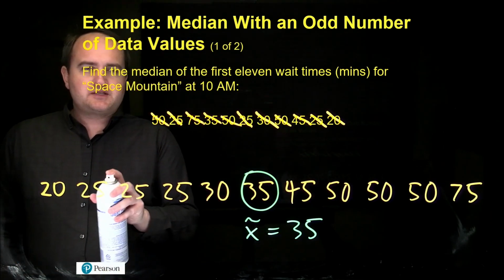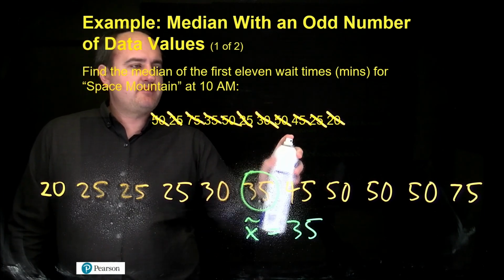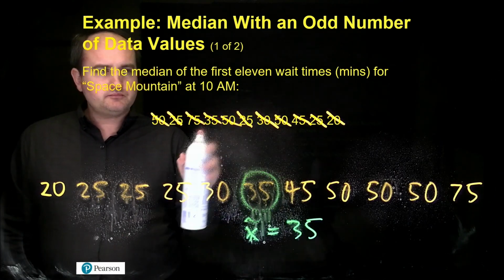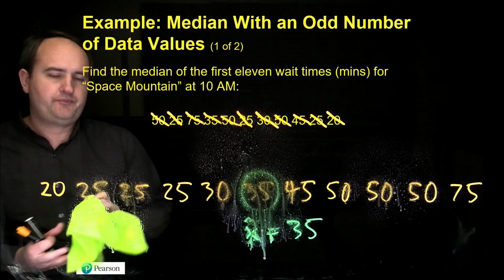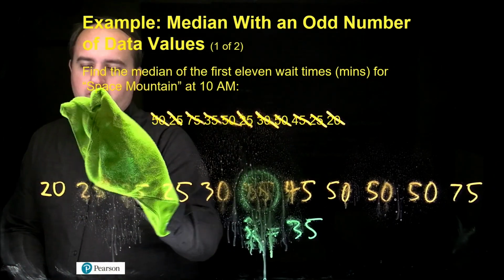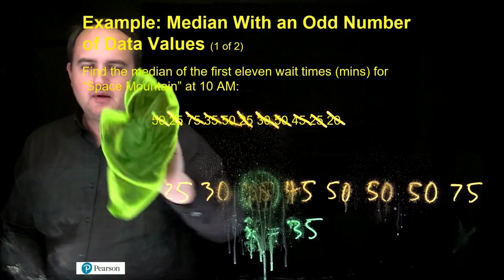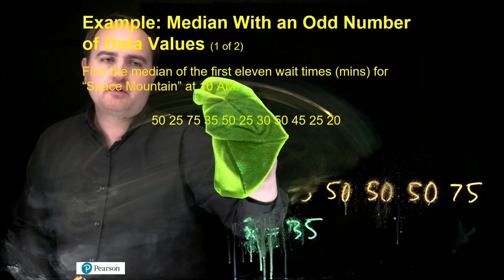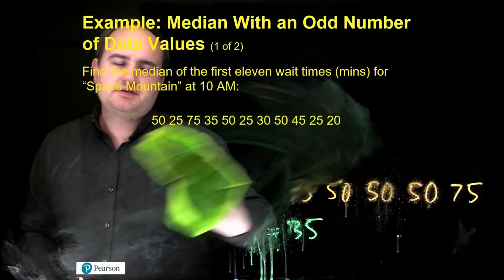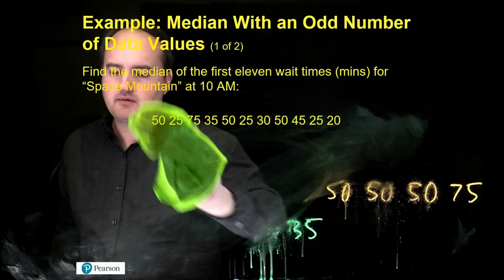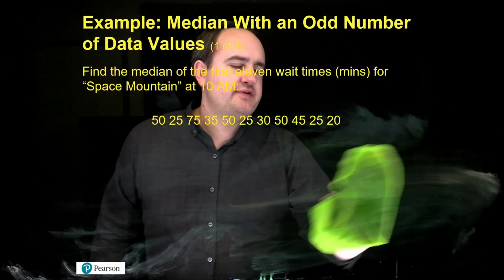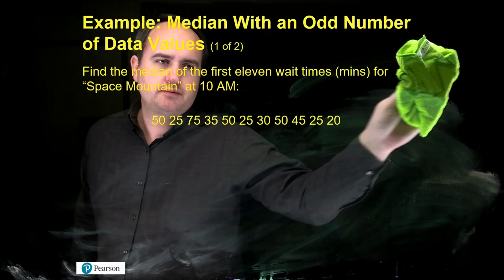Okay, so that's median with an odd number of data values. But I think you're going to find that once you put them in order, my method of counting inward from the edges is easier than having to worry about whether they're an odd number of data values or an even number of data values.